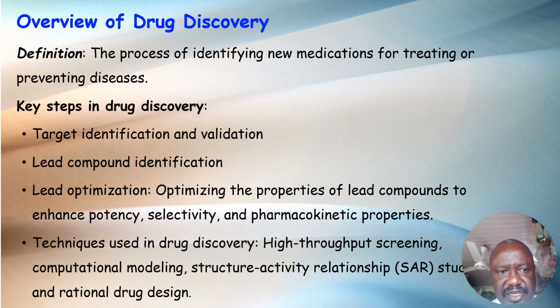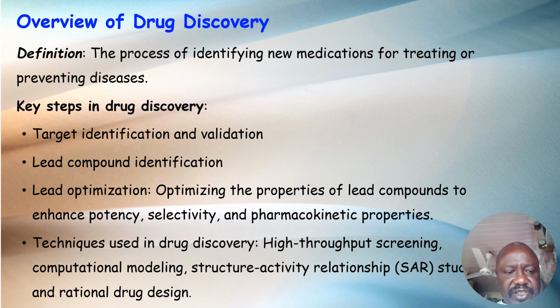Once it is identified, the lead compound is optimized in areas of its properties to enhance potency, selectivity, pharmacokinetics, and reduce side effects. Other techniques used in lead discovery involve high throughput screening, computer-aided drug design, combinatorial chemistry, computational drug modeling, and structure-activity relationship.